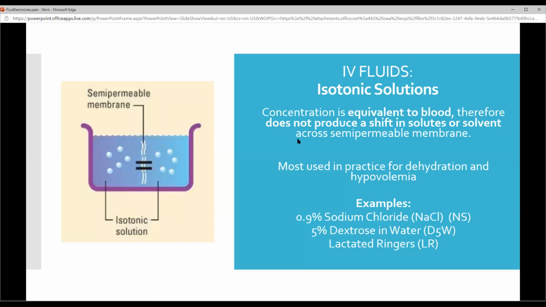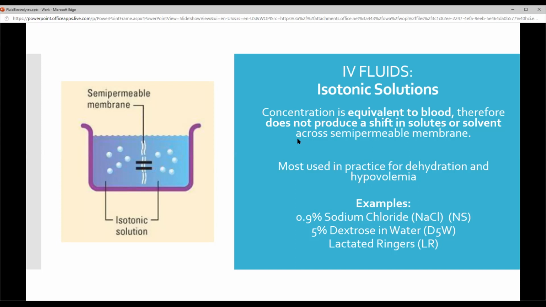So now that we understand how fluids and particles shift, let's talk about the different types of fluids there are. Isotonic fluids, right? Isotonic fluids are of concentration equal to that of human blood. So when I give you an isotonic fluid IV, it's not going to cause any shifts of fluid. All I'm doing is adding volume to your body. It's not going to cause fluid to shift in or out of the cells. It's just simply adding fluids.